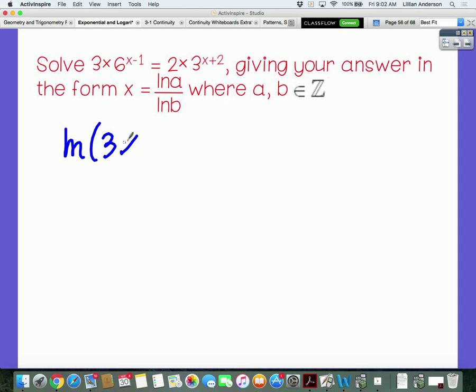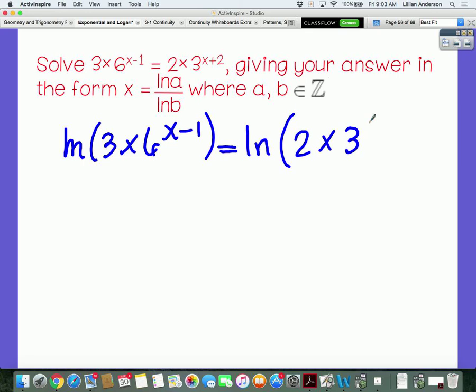Let's take the natural log of both sides. If anybody is thinking it, no. You cannot multiply 3 and 6 and 2 and 3 and say this is 18 to the x minus 1 and 6 to the x plus 2. Because only the 6 is being raised to the x minus 1 and only the 3 is being raised to the x plus 2. Not those other numbers. So keep them like that.